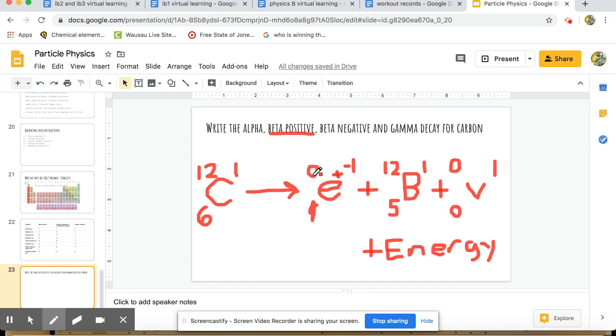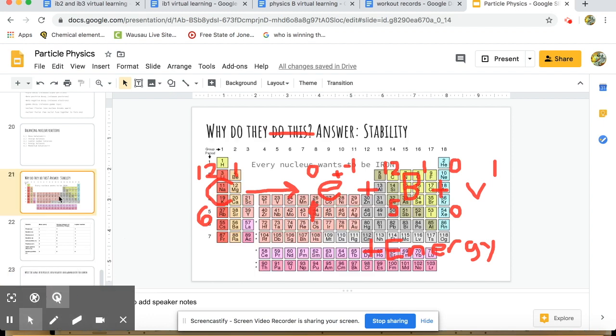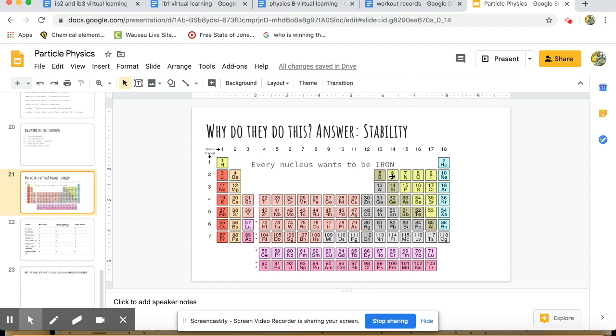Now, another thing I forgot to mention is, is this reaction going to happen naturally? And the answer is all these reactions are possible, but some of them are more likely to occur than others. If a particle gets closer to iron, it's more likely to occur. So in this reaction, carbon is going to boron. If I look at this on the periodic table, carbon is here, boron's here. Boron is farther away from iron. Iron's 26, carbon's 6, and boron's 5. Boron is farther away from iron than carbon is.